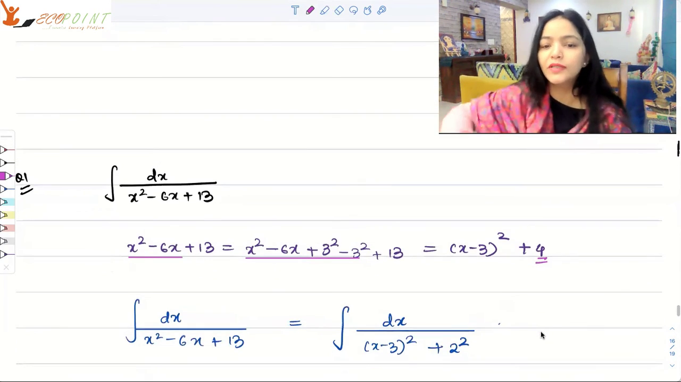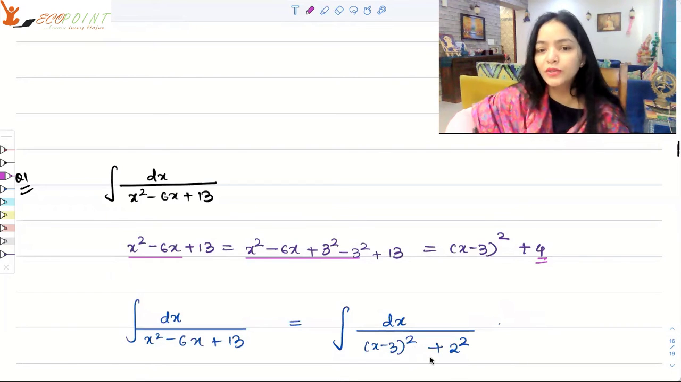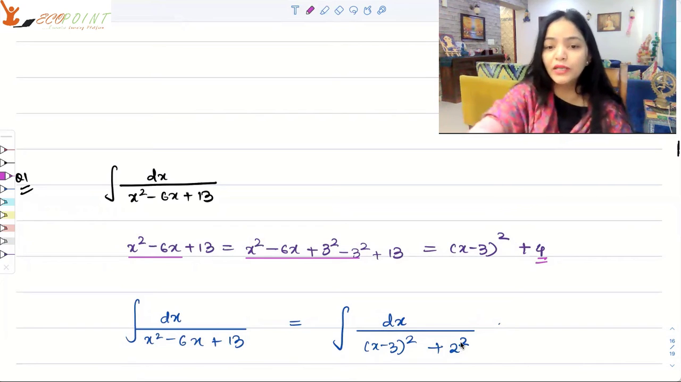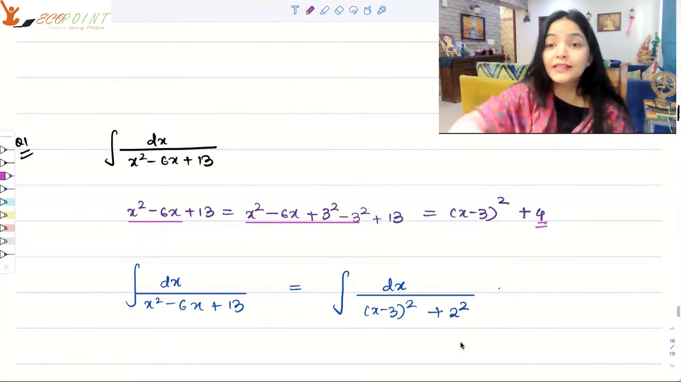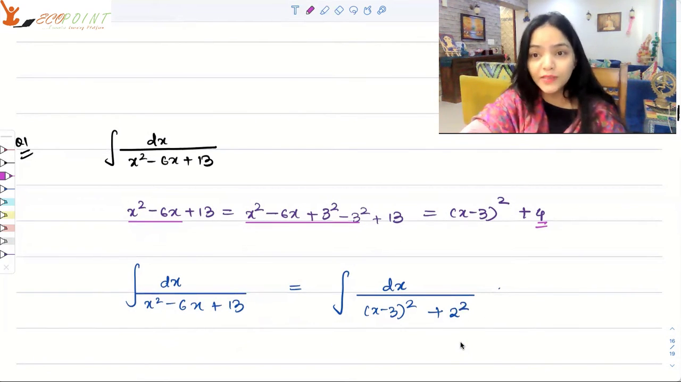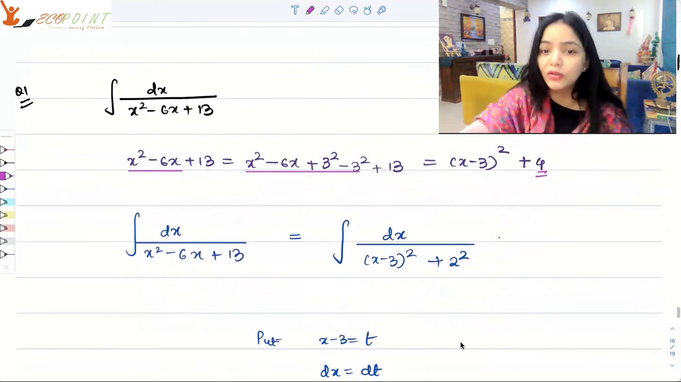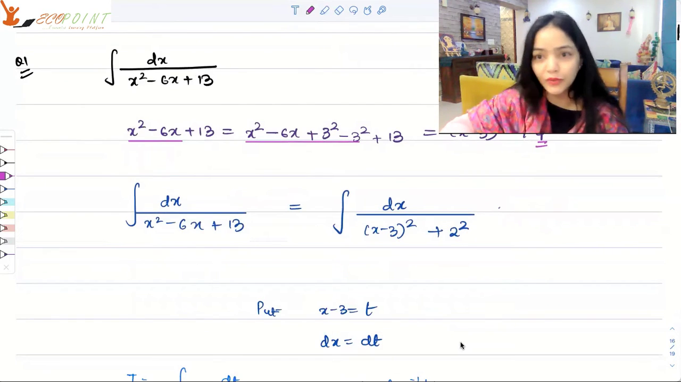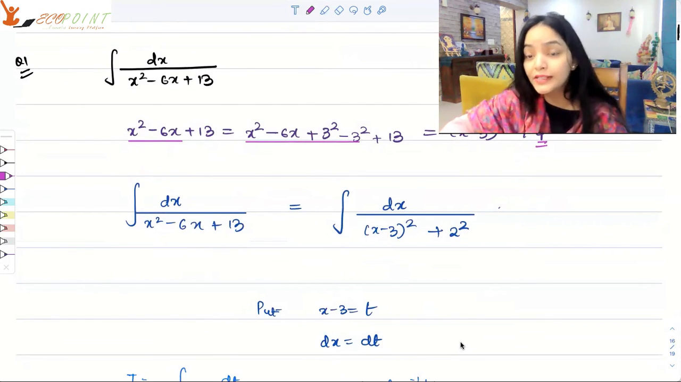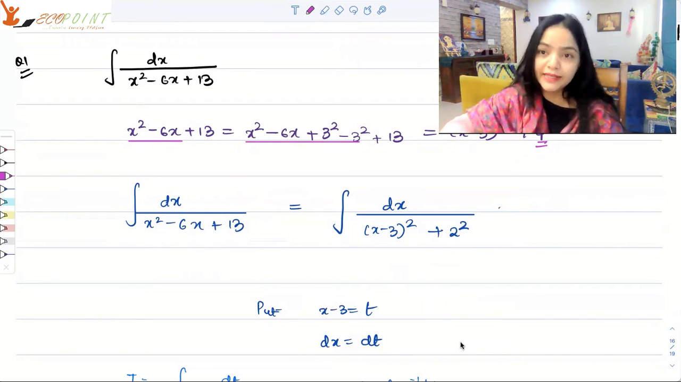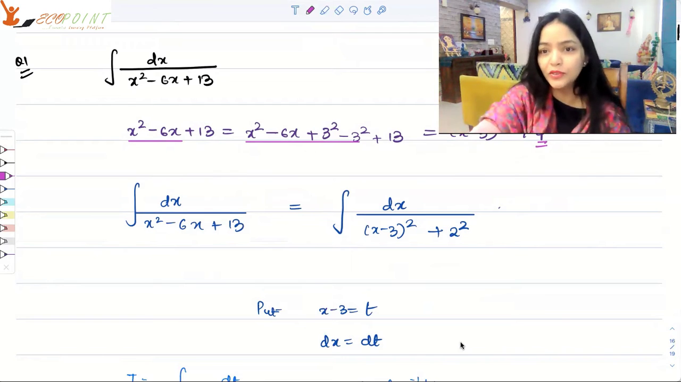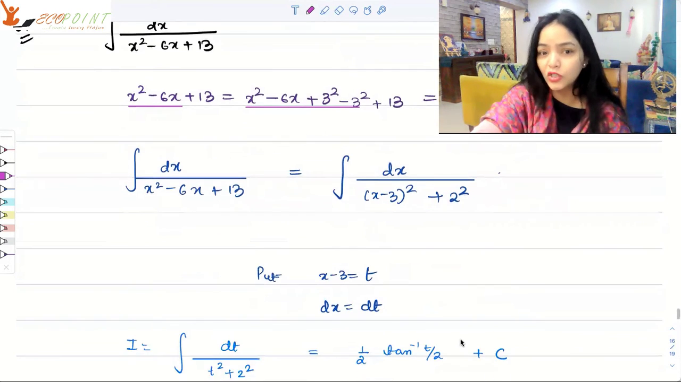So this becomes dx upon x minus 3 whole square plus 2 square. Now, integrating this is very simple because we've done all these special cases. We've done the case of dx upon x square plus a square, so it will be something of that sort. Now you put x minus 3 because you don't have simply x square. You have x minus 3 square. So put x minus 3 as t. So you will have dx equal to dt. Nothing happens to your integral as such, not much change.